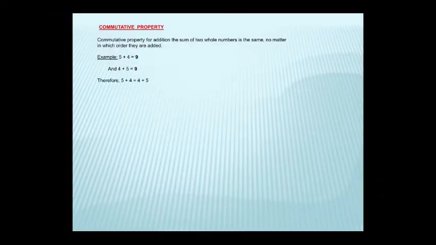Therefore, 5 plus 4 equals 4 plus 5. 5 plus 4 equals 9, and 4 plus 5 equals 9. So you can say 5 plus 4 equals 4 plus 5. This shows that we can add whole numbers in any order.